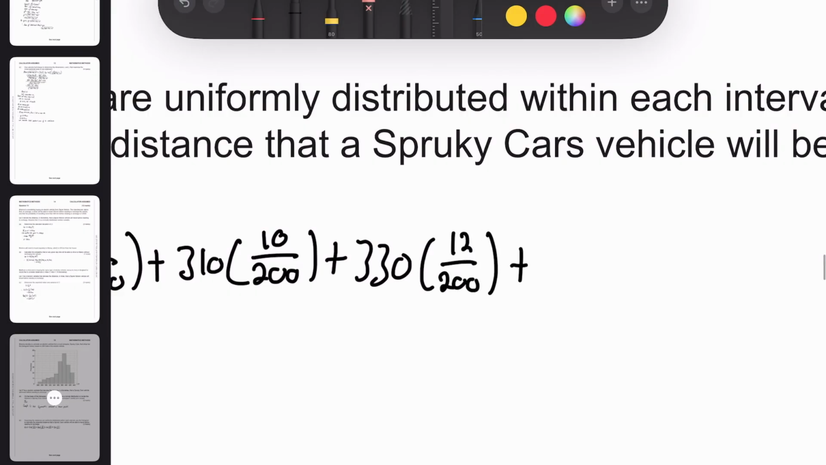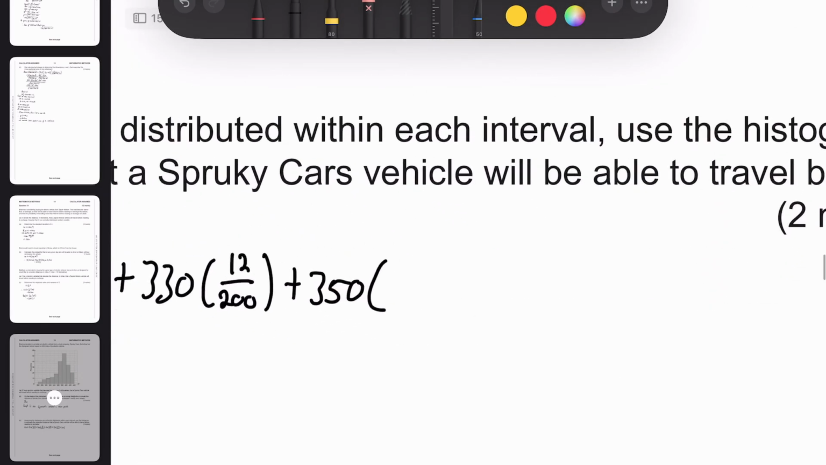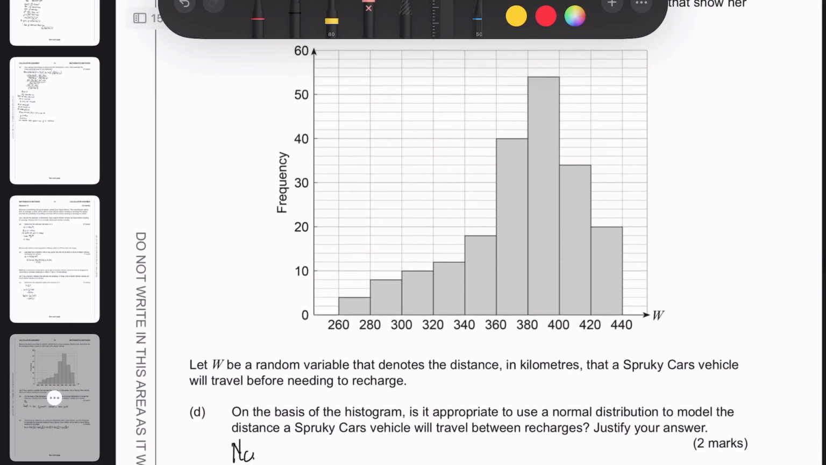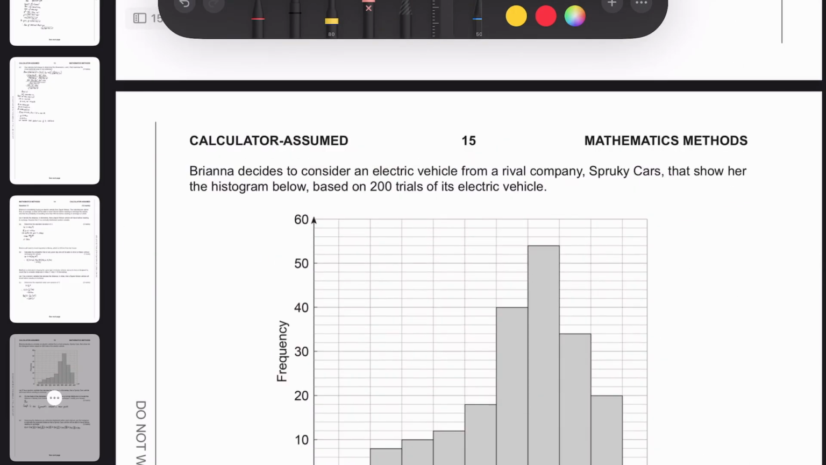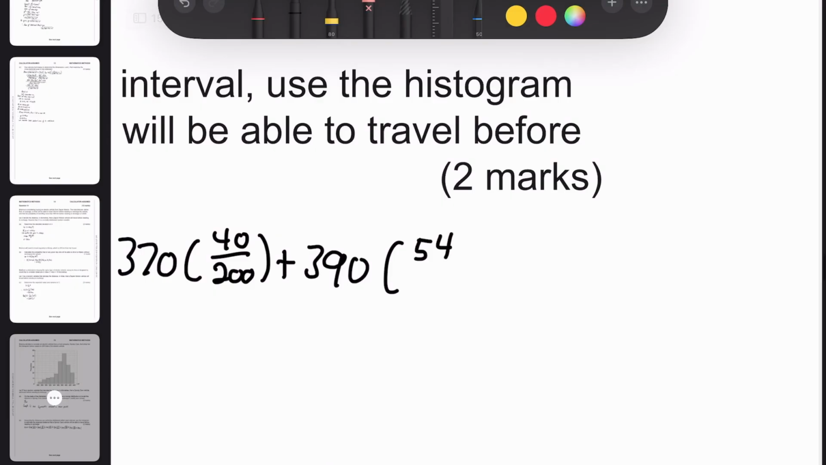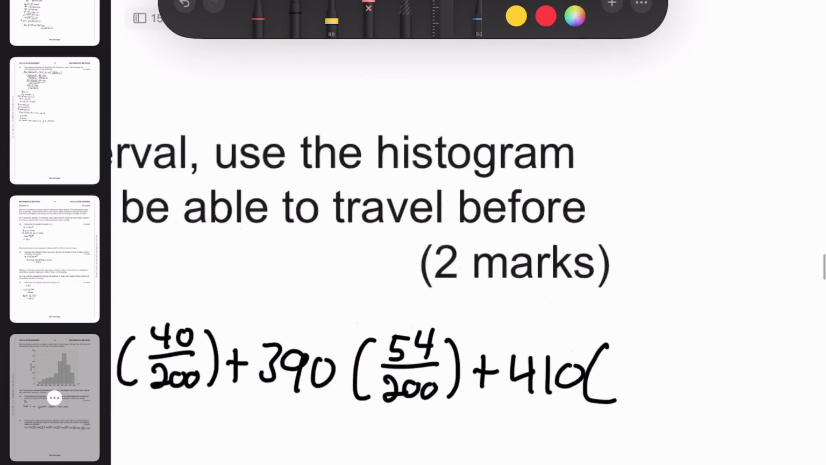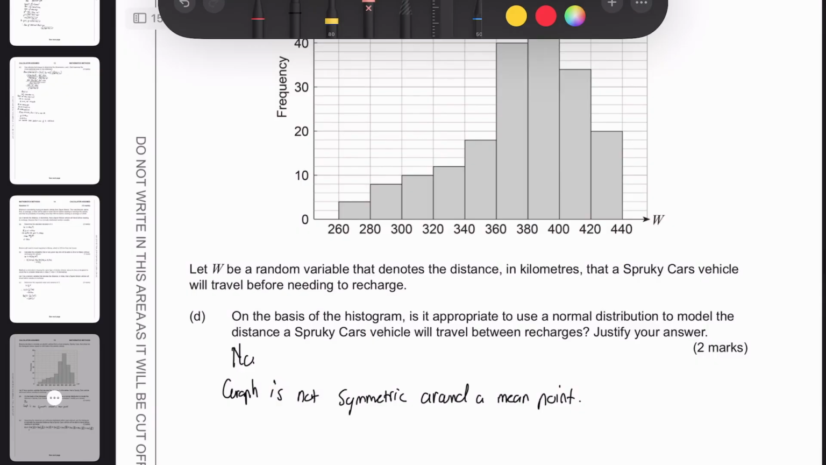Plus, whoa, a door just slammed. 350 on 18 on 200, 370 on 40, 390 on 54, 410 on 32, 34, plus 430, which is at 20.